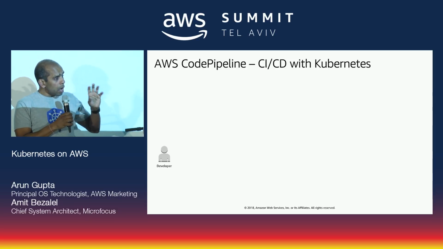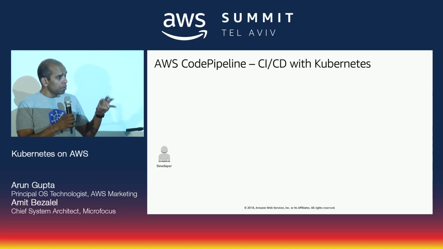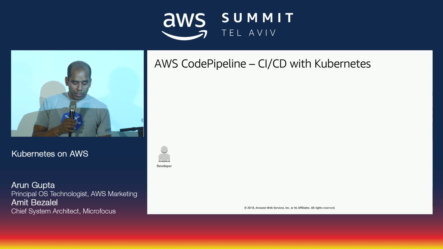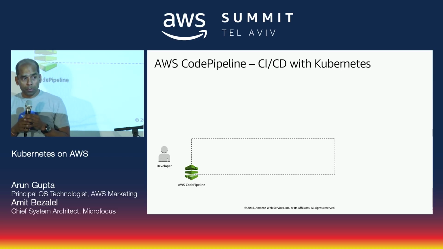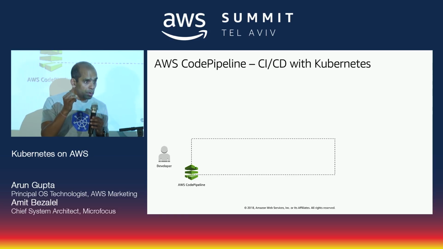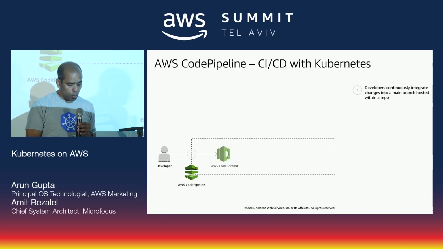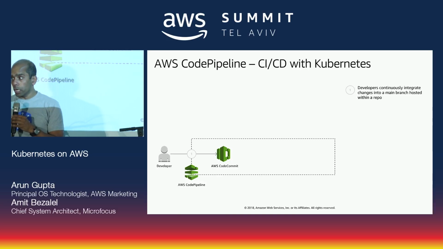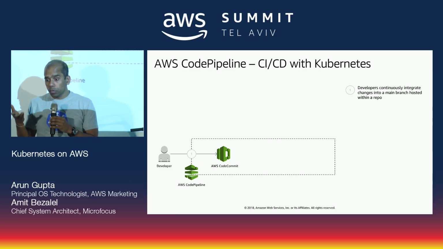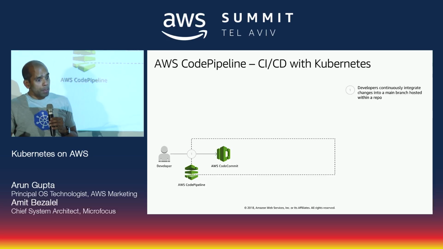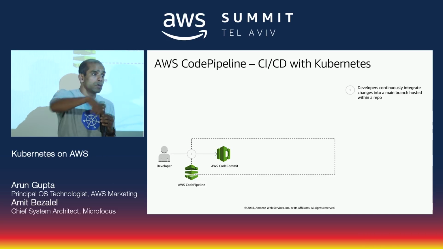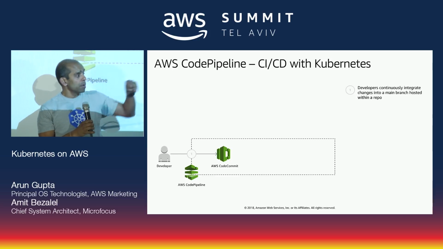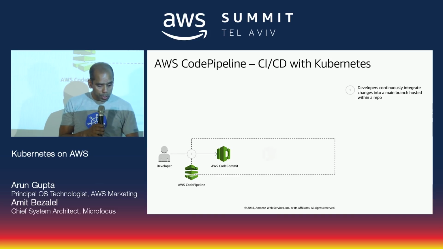Let's take a look at how I build something similar using CodePipeline. So I'm a developer. I check in my code. What I'm going to do is go to the AWS console and say, create me a CodePipeline. Now, the CodePipeline can be configured to pick up your code check-ins from CodeCommit, which is a hosted Git repo. Or you can say, CodeCommit, go talk to GitHub, because that's where my code is sitting. So you can do that as an option as well.